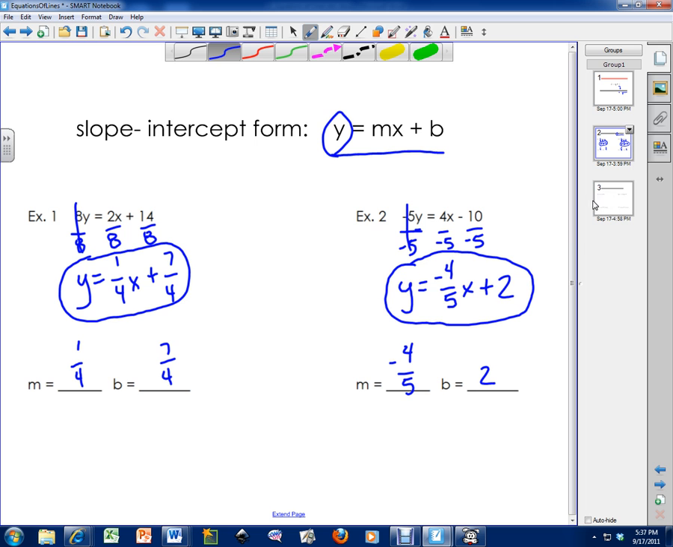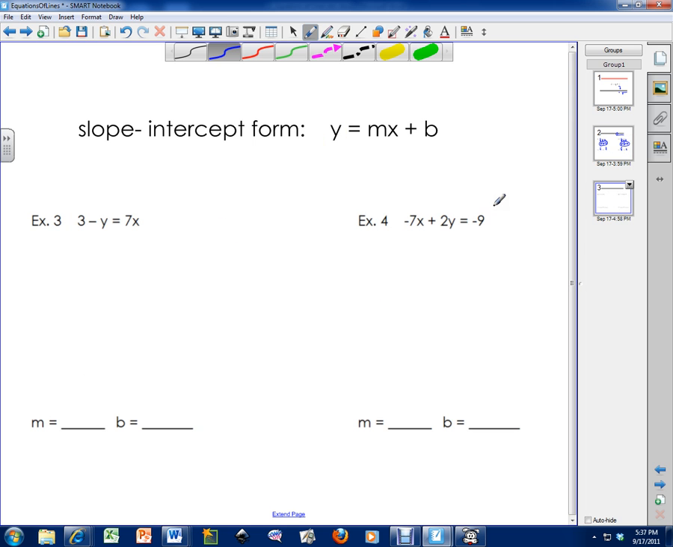Well, let's make this a little bit more challenging. These are one-step problems. Let's move to two-step problems where it gets a little bit more challenging. Here, I have 3 minus y equals 7x, and my goal is to get the y by itself and the slope and y-intercept on the other side. In this case, what do I need to do to get the y by itself? Do I cancel out the 3? Do I cancel out whatever is next to the y? In this case, you want to leave whatever is next to the y all by itself until the last step.